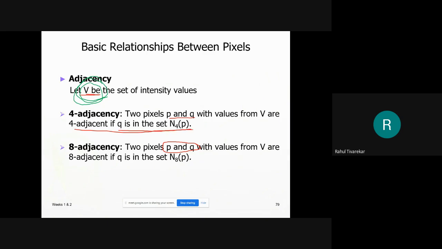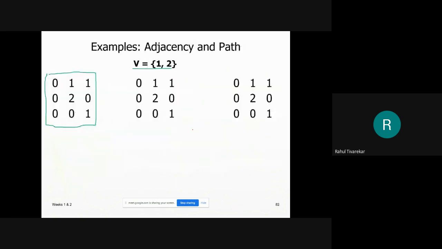That means what? They are fourth neighbors of each other. So can you type your response now? Are they four adjacent? The center pixel 2 and the right top pixel 1, are they four adjacent? Type yes or no in the chat box. Do it very fast.